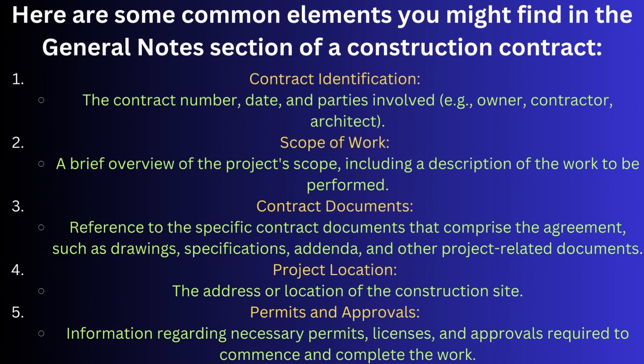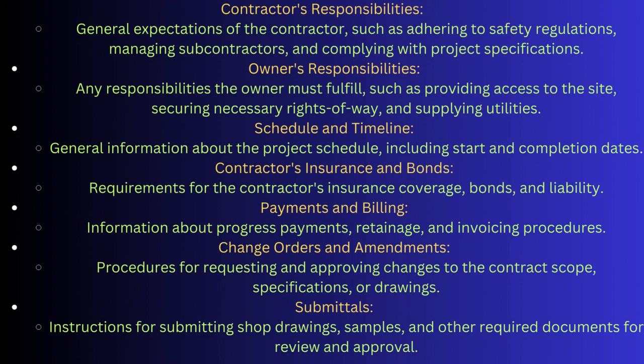Contract identification: the contract number, date, and parties involved, e.g., owner, contractor, architect. Scope of work: a brief overview of the project scope, including a description of the work to be performed. Contract documents: reference to the specific contract documents that comprise the agreement, such as drawings, specifications, addenda, and other project-related documents. Project location: the address or location of the construction site. Permits and approvals: information regarding necessary permits, licenses, and approvals required to commence and complete the work.